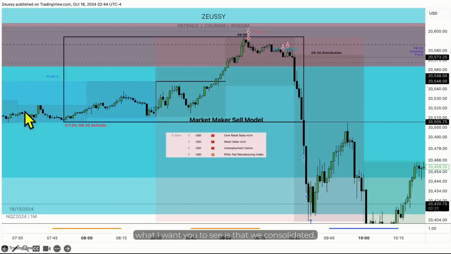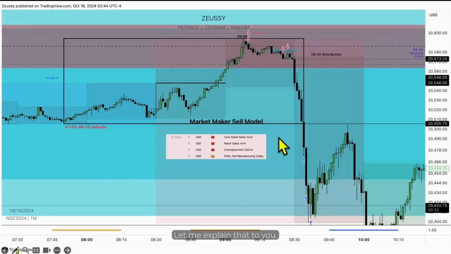But what I want you to see is that we consolidated, we accumulated. We then manipulate towards the upside from 8:30, which is relative to that morning session. The second 90-minute cycle, whose function is to manipulate. And we then begin the distribution cycle within that manipulation cycle. Let me explain that to you.